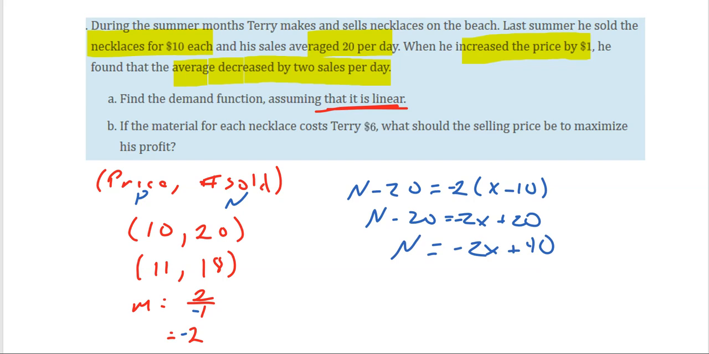So if the material for the necklace cost Terry $6, what should the selling price be to maximize his profit? Okay, so the material for each one cost $6. Now profit is equal to, oh, wait a minute, I used P for price. So profit is equal to the price times the number sold, correct?